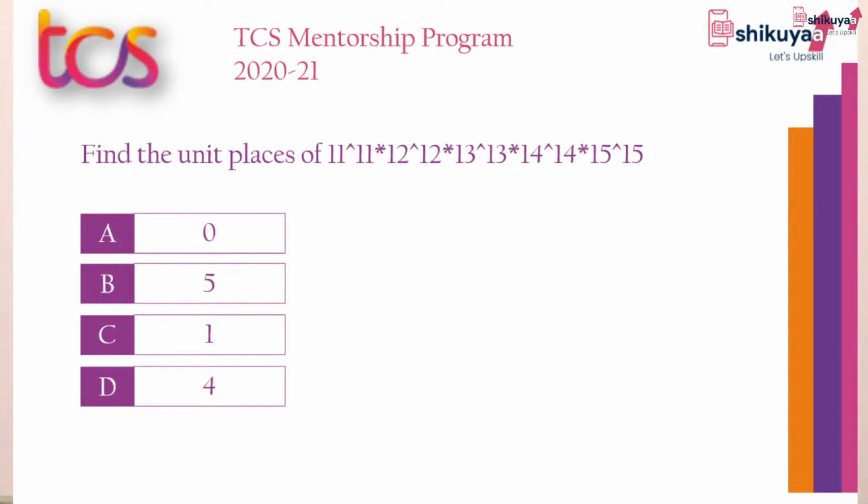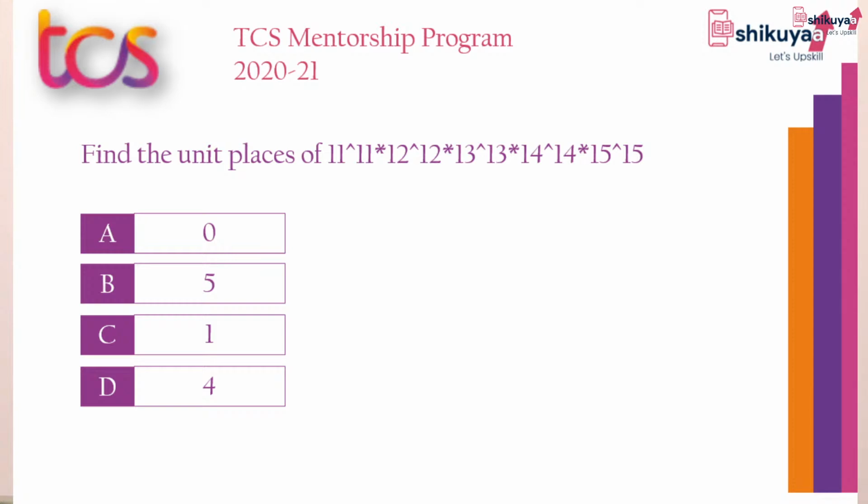Probably the next question here is: find the unit places of 11 raised to 11, 12 raised to 12, 13 raised to 13, 14 raised to 14 and 15 raised to 15. And basically after every expression there is a multiplication sign. So you are supposed to find out 11 raised to 11 into 12 raised to 12 into 13 raised to 13 and so on. So here many students get confused, and again this is a very simple kind of problem. This is a very easy kind of problem.